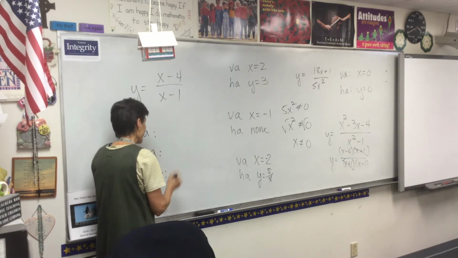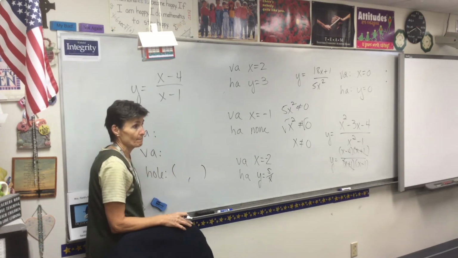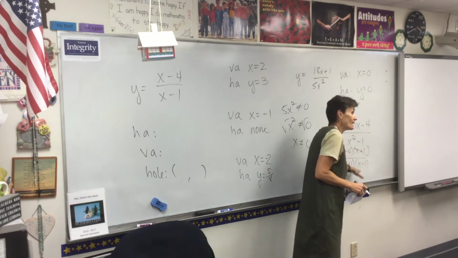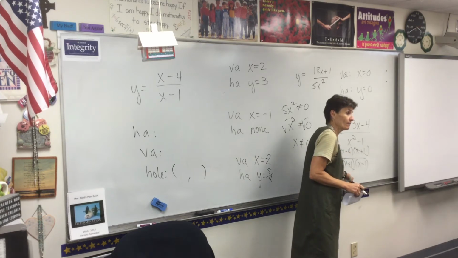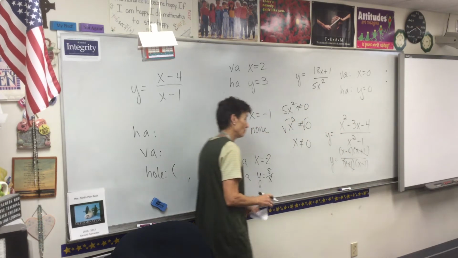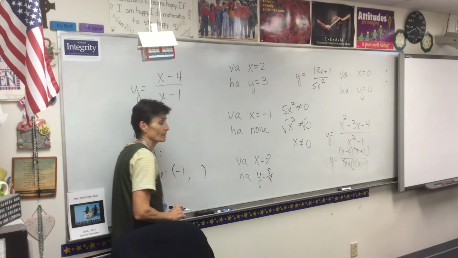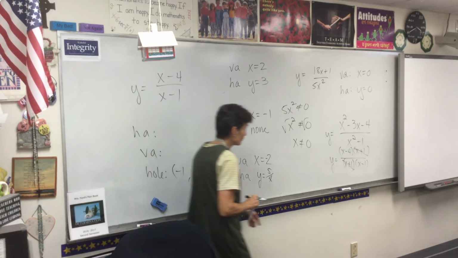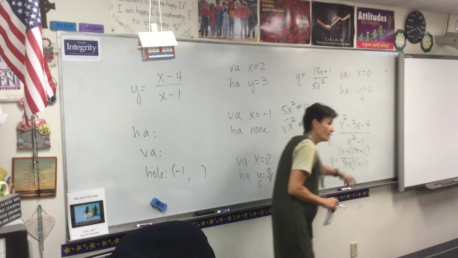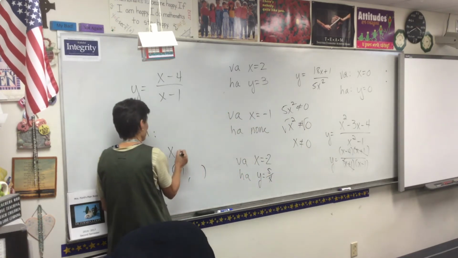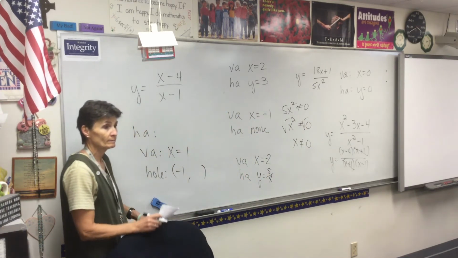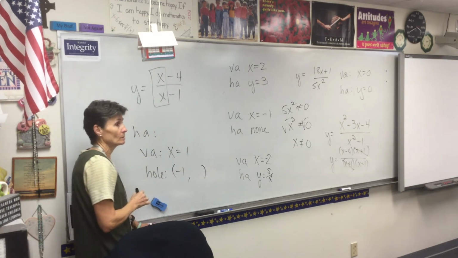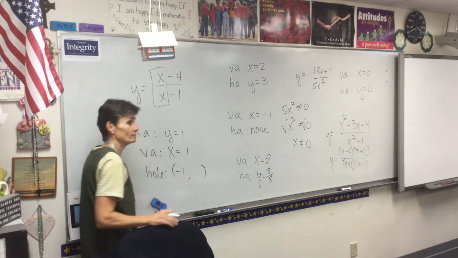Now, I am actually going to have a hole this time because we canceled, right? What x value did I cancel out? -1. What x value did I keep? +1. That means my vertical asymptote is at x equals 1. Where's my horizontal asymptote? Y equals 1. Yep.